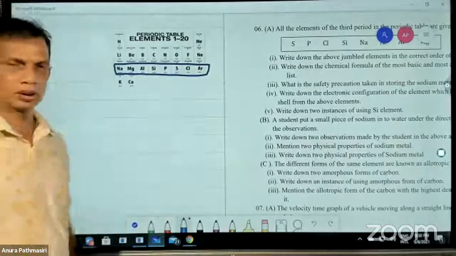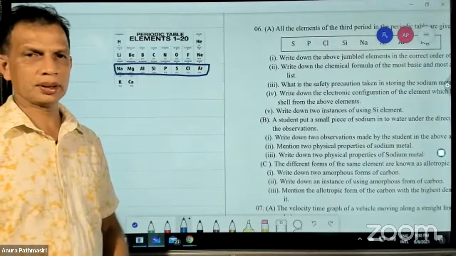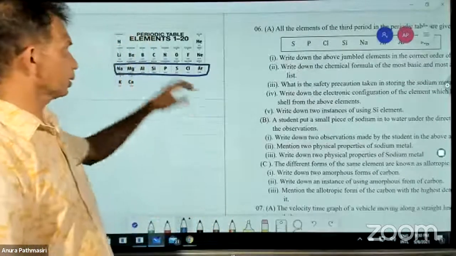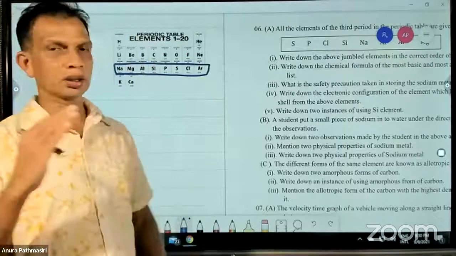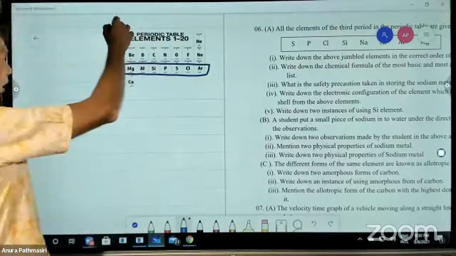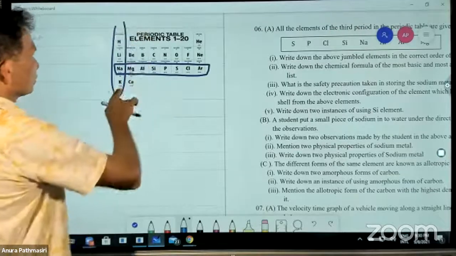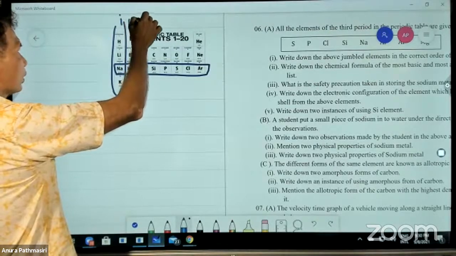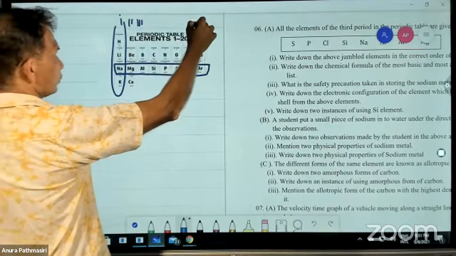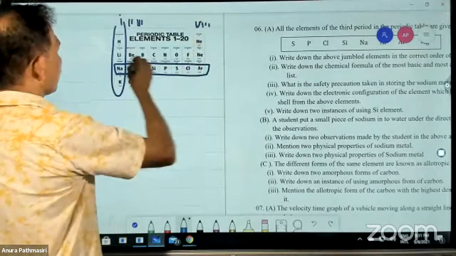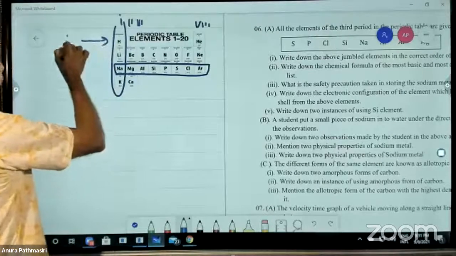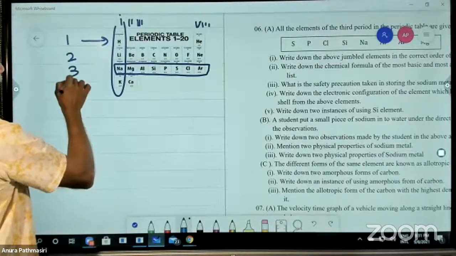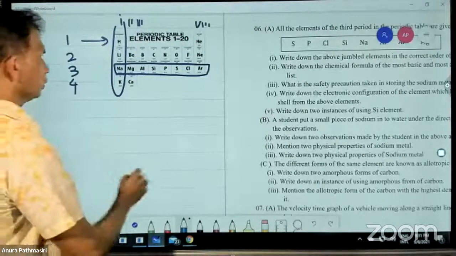But the question is set by using the periodic table, the third period. These are groups: first group, second, third, something like that. And these are periods: 1, 2, 3, 4.